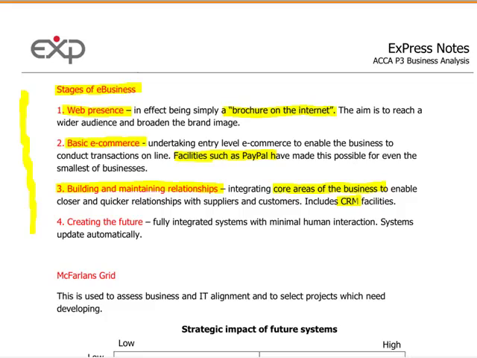So in other words, what we're starting to do now is to integrate our IT systems, our e-systems, with our clients and with our suppliers. So that obviously will help maintain and build relationships.